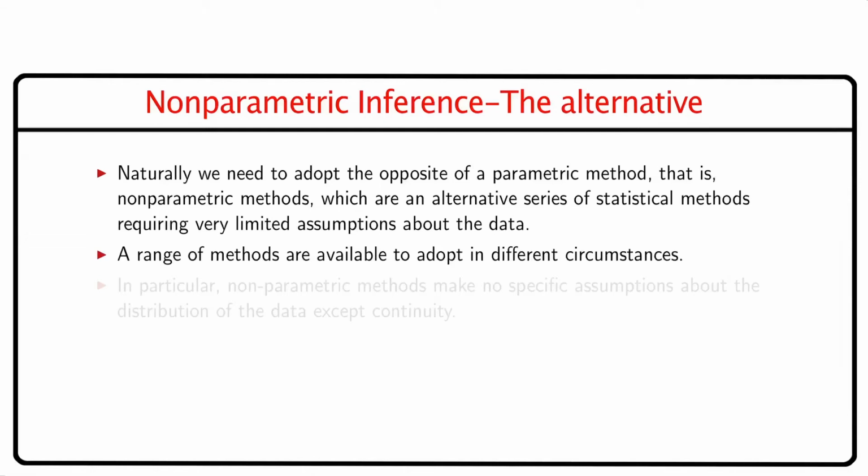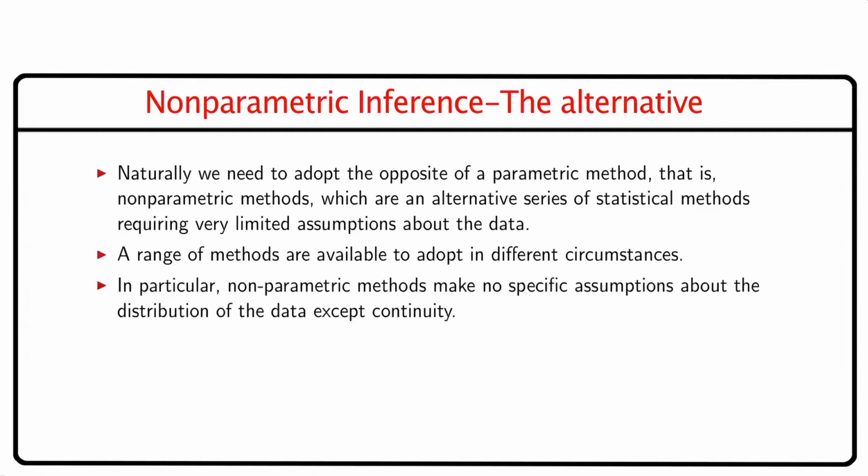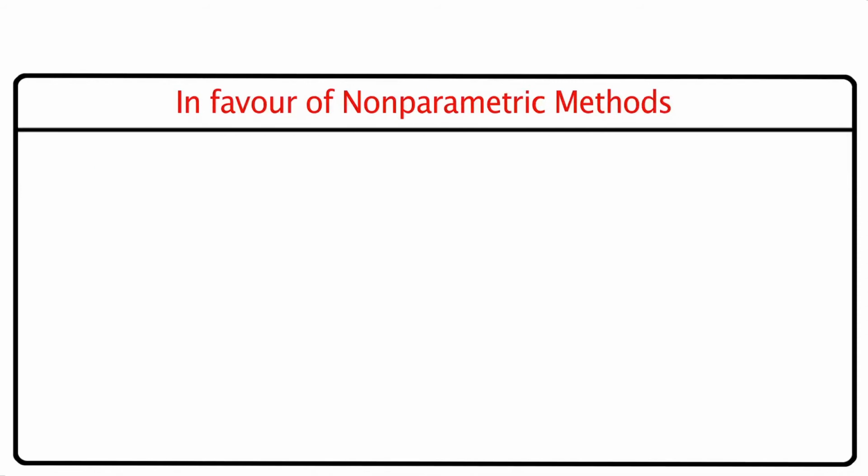Actually, non-parametric methods assume that the observations are independent and they are from a continuous population, and a range of methods are available to adopt in different circumstances. So parallel to parametric inference, there are a number of methods in non-parametric inference for the same purpose but with limited assumptions. In particular, non-parametric methods make no specific assumptions about the distribution of the data except continuity. So now we shall discuss the pros and cons of non-parametric methods.